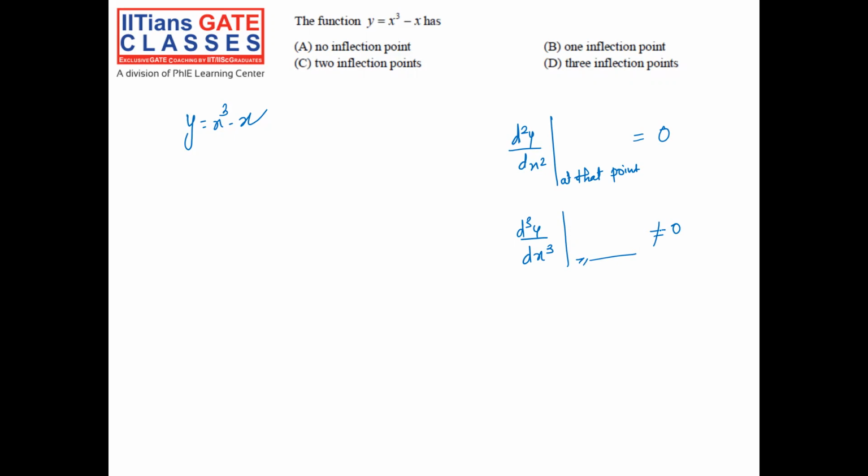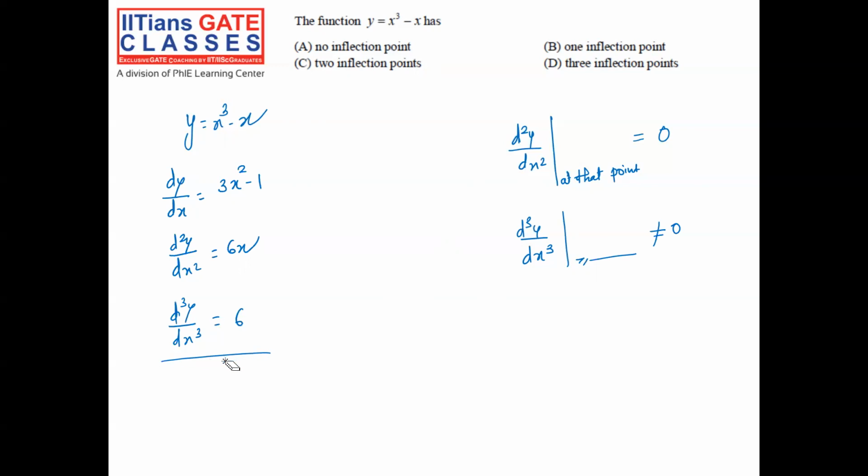So coming towards this question, let's take the first derivative dy by dx, which is 3x square minus 1. Second derivative is d2y by dx square, which is 6x. And third derivative is d3y by dx cube, which is 6. So we can clearly see this.